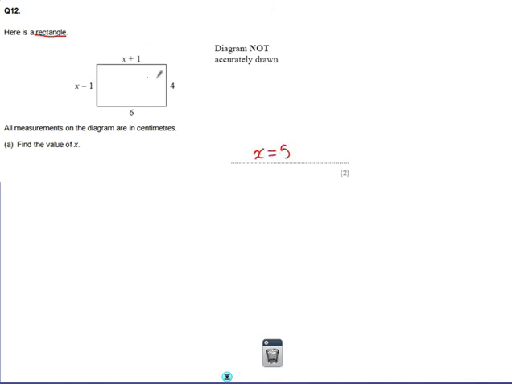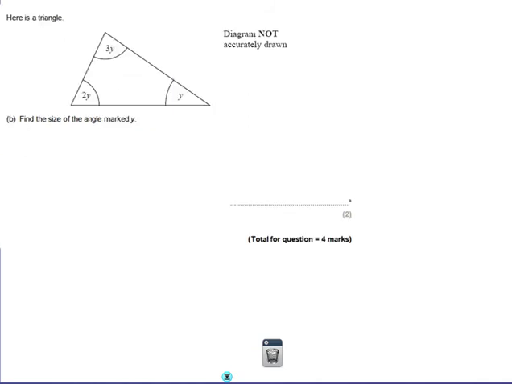So 5 minus 1 is 4, and it's the same as the other side. There we go, done. Here's a triangle. Find the size of angle marked y.